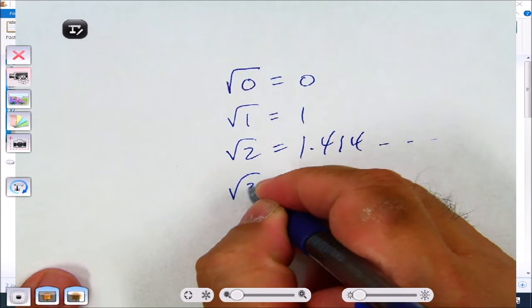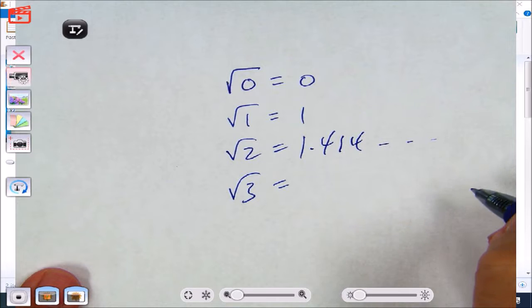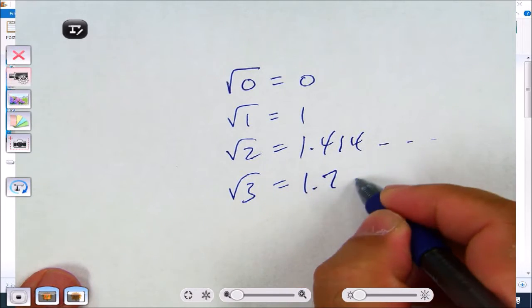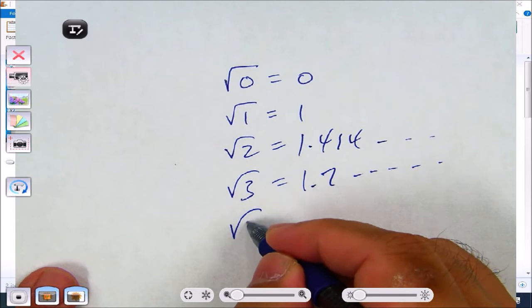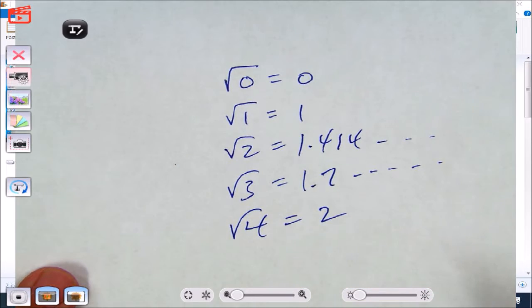What's square root of three? It doesn't have one. On blank paper, just pay attention for a minute. 1.5, 1.7 blah, blah, blah. What's square root of 4? Two. There we go. That's a perfect square.